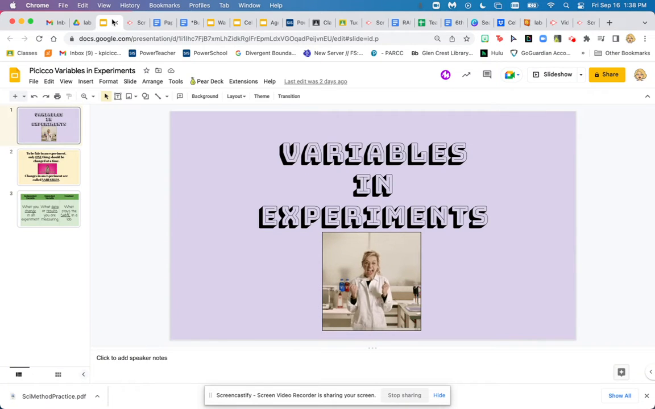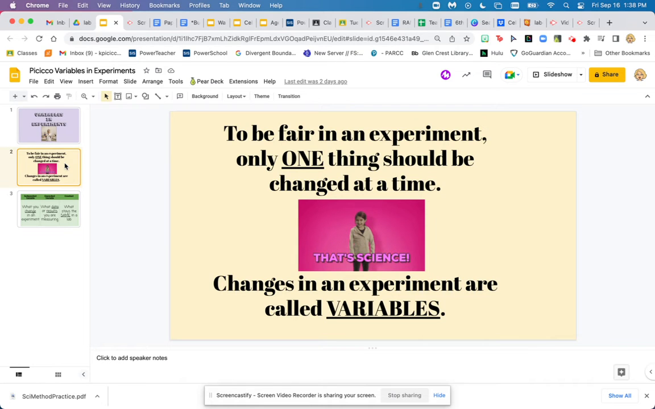Hi, guys. Today in class, we talked about a variable in an experiment. And variables are parts of the lab that we really haven't talked about yet, but are really important to making sure that you have a lab that's reliable and fair. So let's take a look at the next slide. It says to be fair in an experiment, only one thing should be changed at a time.